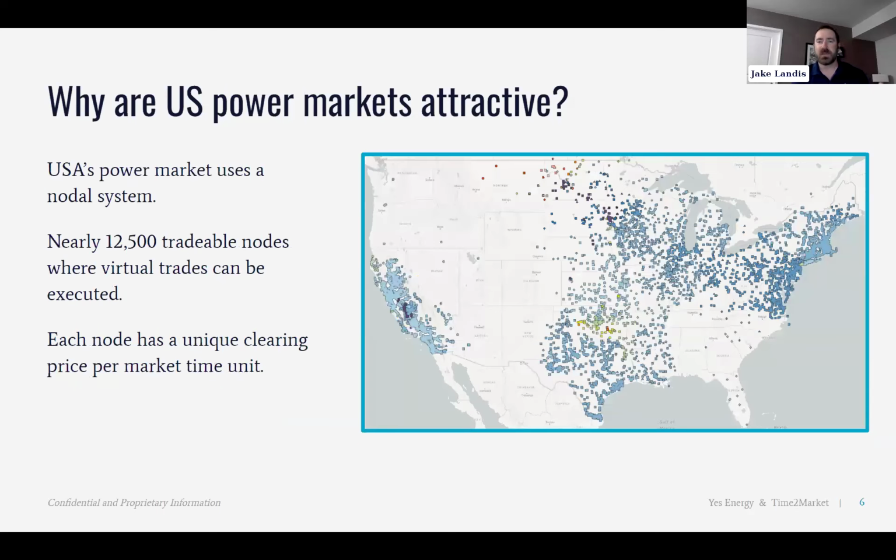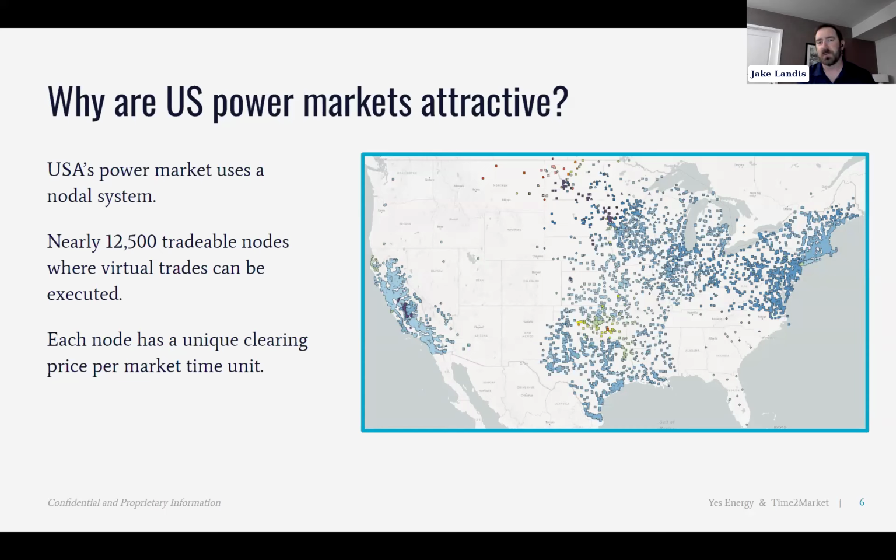One of the unique ways that they do that is through what we call nodal power markets. And so the image on the right constitutes all of the different nodal price locations in the 7 ISOs that we're talking about today.